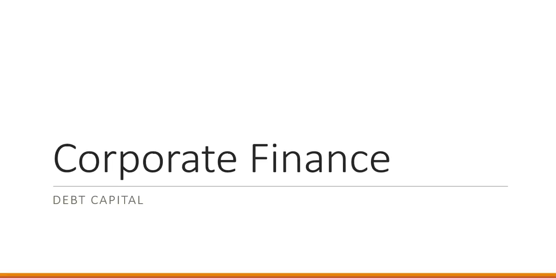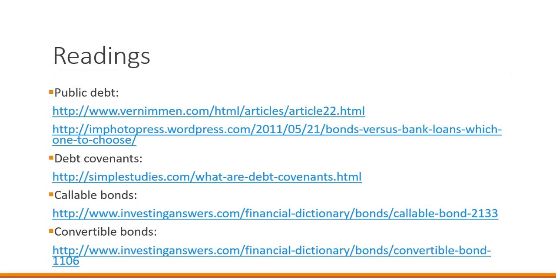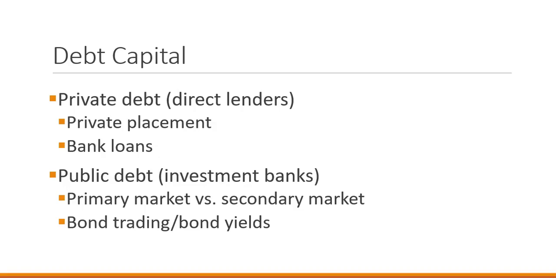Today's lecture is on debt capital. Debt capital comes from two general sources. One is private, which refers to direct lenders, either through a private placement directly between a borrower and a company that is investing through a loan or a debt to the company, or through bank loans by going to a bank to obtain a loan directly from the bank.